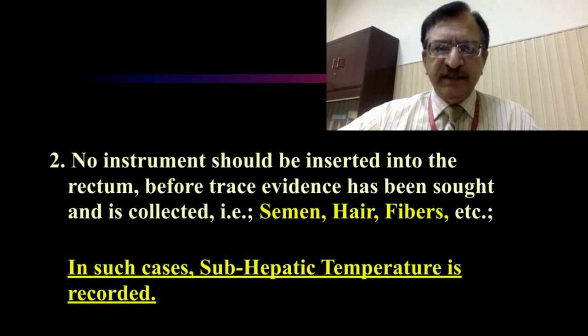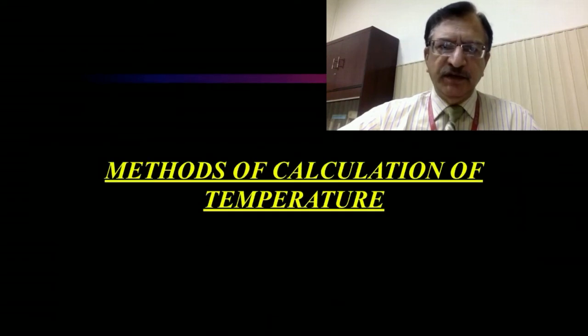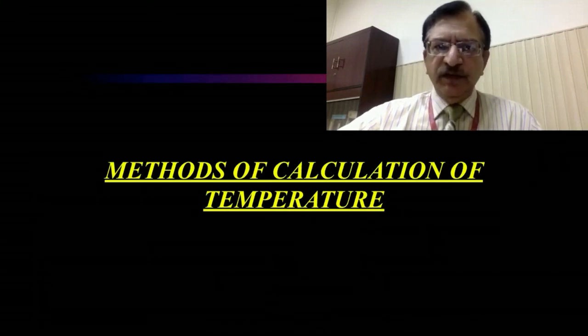In such cases, the subhepatic temperature is recorded. That is, an incision in the right hypochondrium is given, the thermometer is placed below the liver, and the subhepatic temperature is recorded in that case. Now the methods for calculation of the temperature.